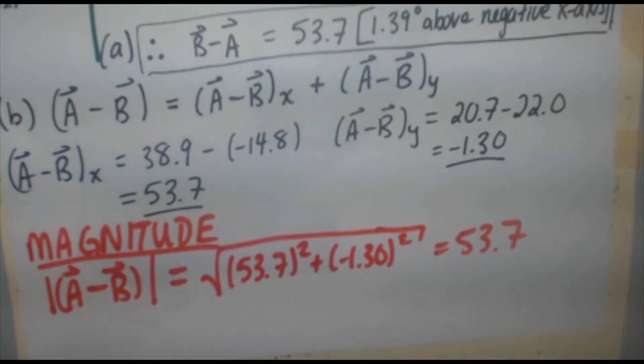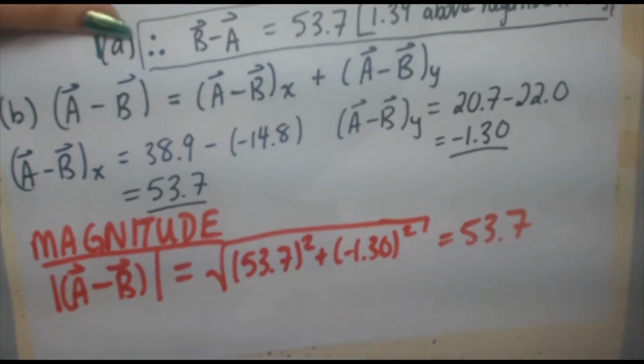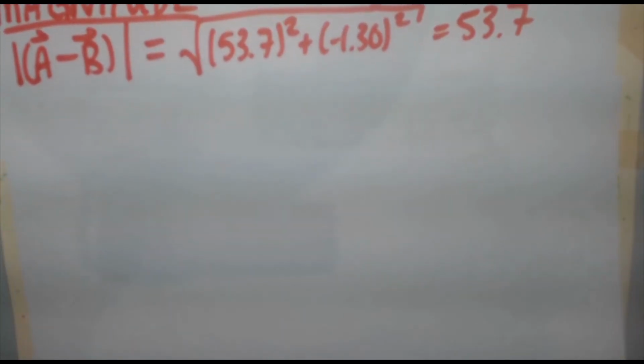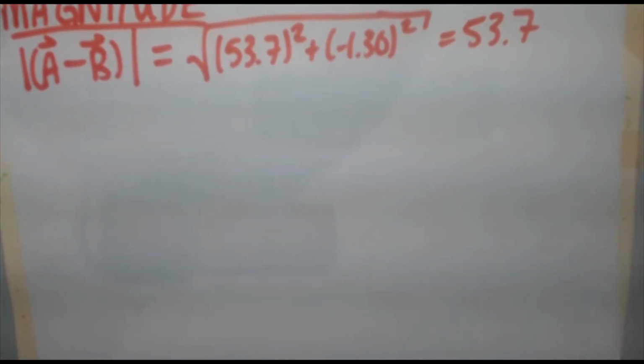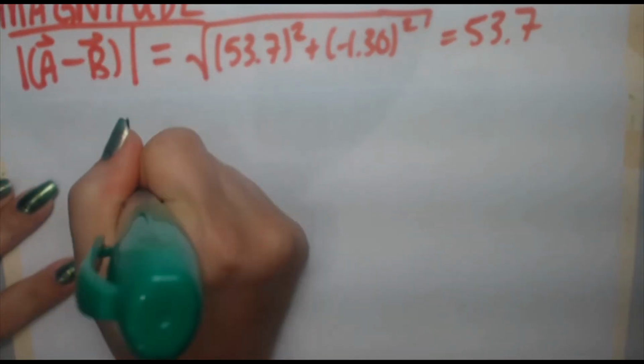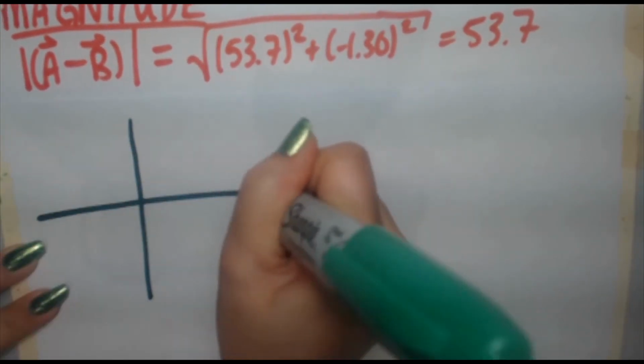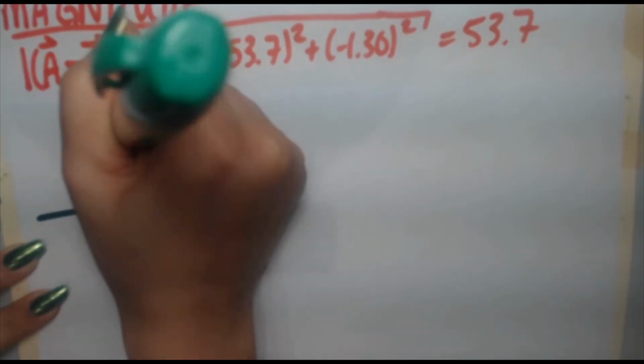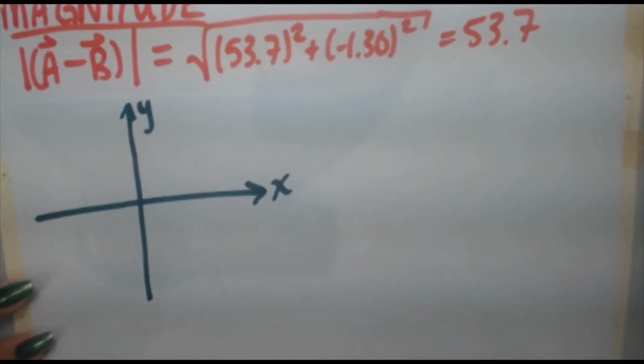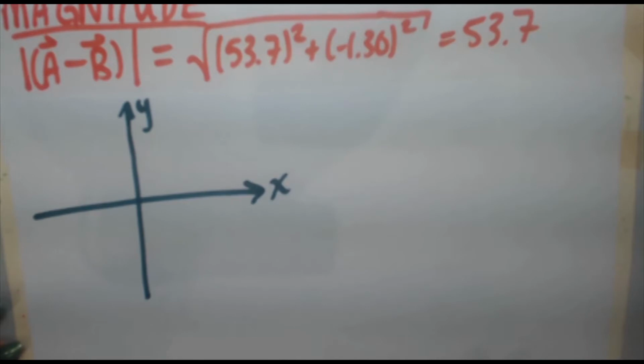Okay, so let me grab another page here. Let's keep working through. Okay, so we've got our magnitude, 53.7. We're going to go ahead and draw our graph. It's always, always, always a good idea in physics to draw a graph, or a picture, no matter what you're doing. It always helps clear up little things in the problem.